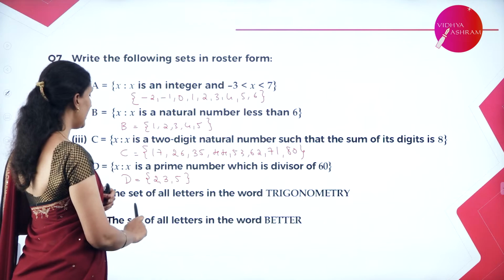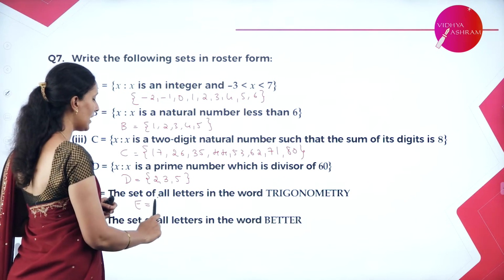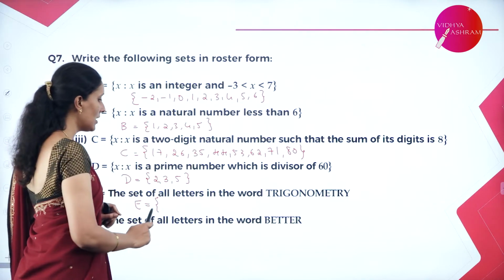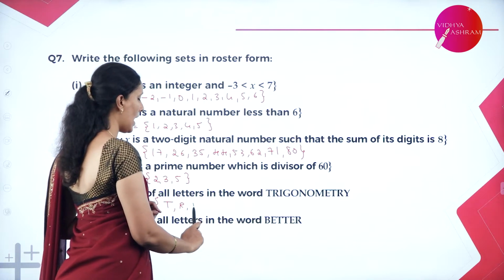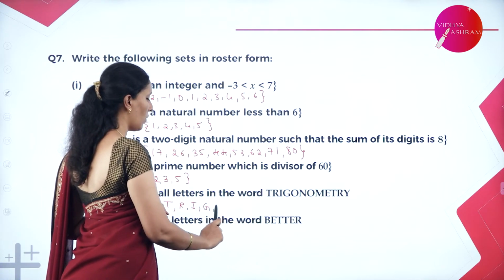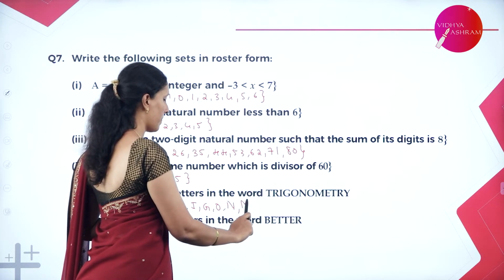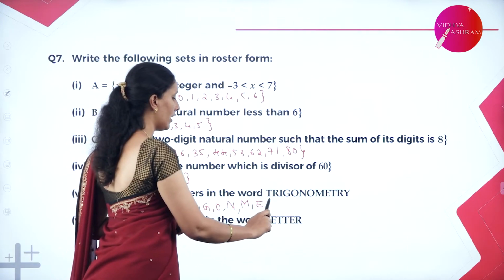Next, set E is the set of letters in the word trigonometry. So when I say the letters of the word, you need to write only the letters once in a set. So therefore T, comma, R, I, G, O, N, M. Then E, T is already written, R is already written, Y.